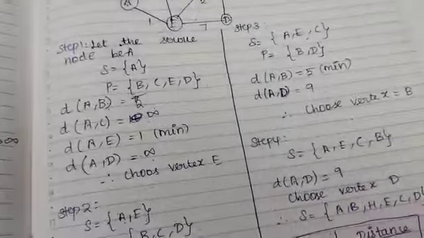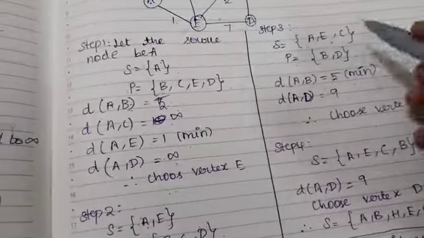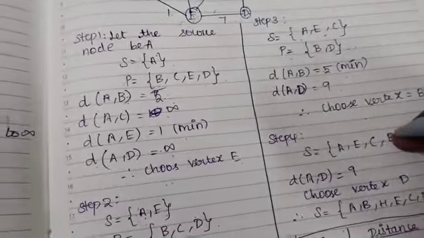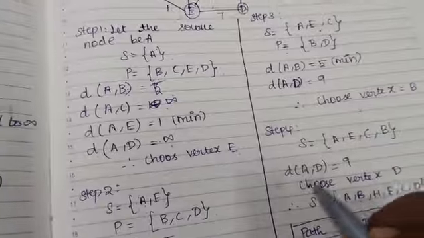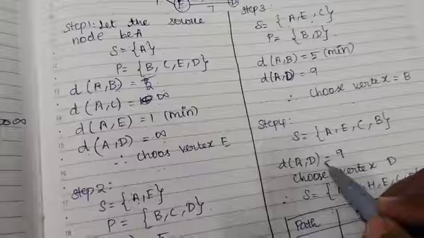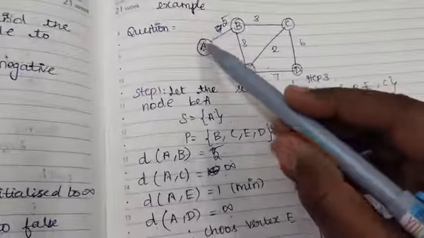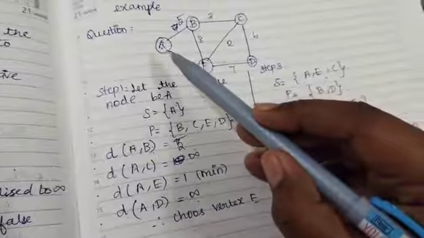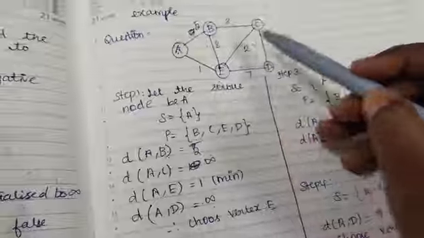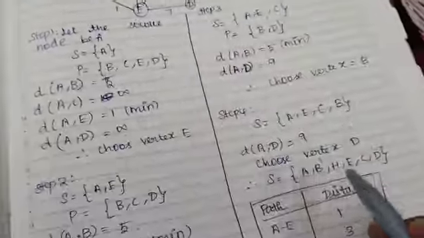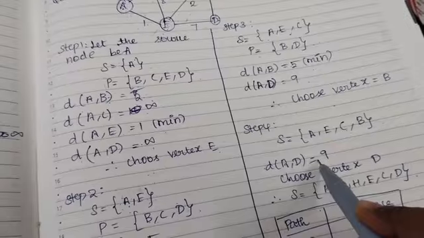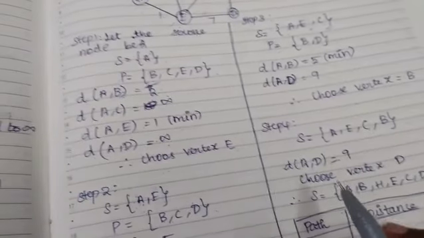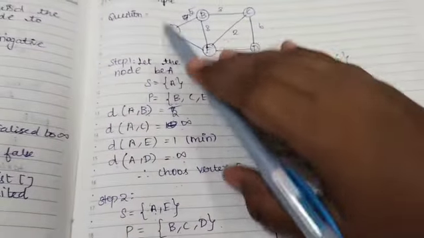Then I add B also as a source node. So the distance of A comma D, via A, E, C, D, is 9. So I choose the vertex D. All the vertices are visited, so it is completed.